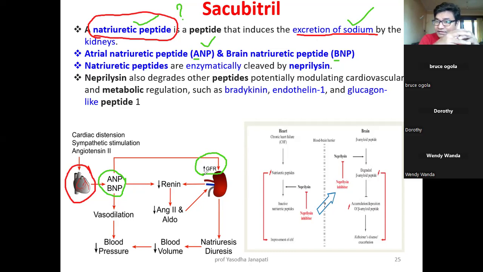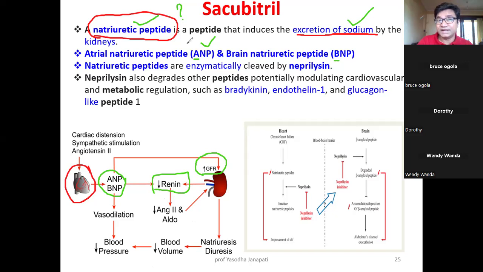Congestion is stopped. In the kidney, excretion of urine occurs. At the same time, it also decreases renin. When it decreases renin, what happens? Angiotensin 1, angiotensin 2, aldosterone, all these decrease. So in all these, the blood volume decreases. These are the natriuretic peptide functions.